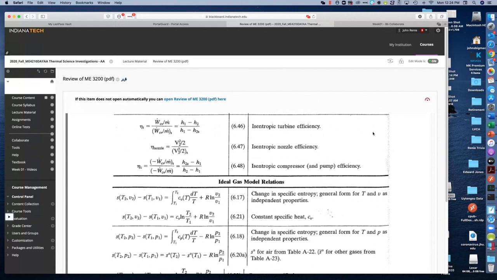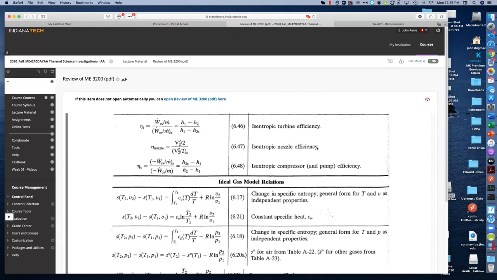And so this isentropic turbine efficiency is simply defined as the maximum amount of work that can be obtained as we allow a high pressure, high temperature fluid to expand to a lower temperature, lower pressure fluid. The denominator here would be the maximum work that we can obtain out of that system, and we divide that into the actual work. The actual work would be going from state 1 to state 2, and that will be a lower number.